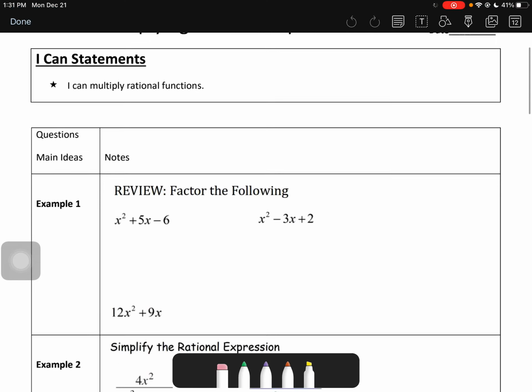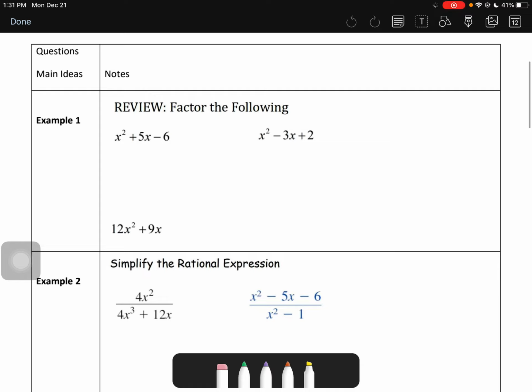In this lesson, we are going to be multiplying rational expressions. So we're going to start off by reviewing factoring. So we have our trinomial. What two numbers multiply to be -6 but add up to be 5? That would be 6 and -1. So we have x plus 6 and x minus 1.